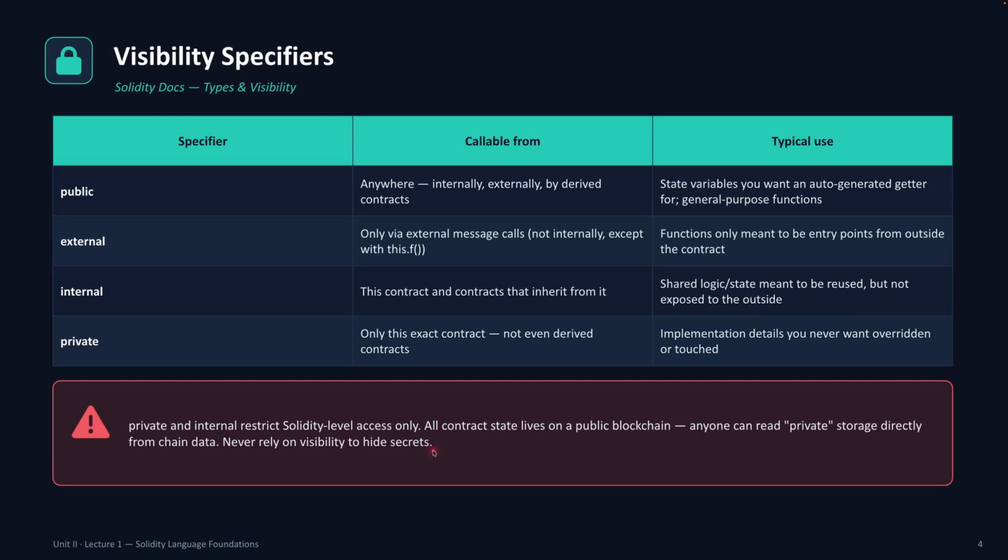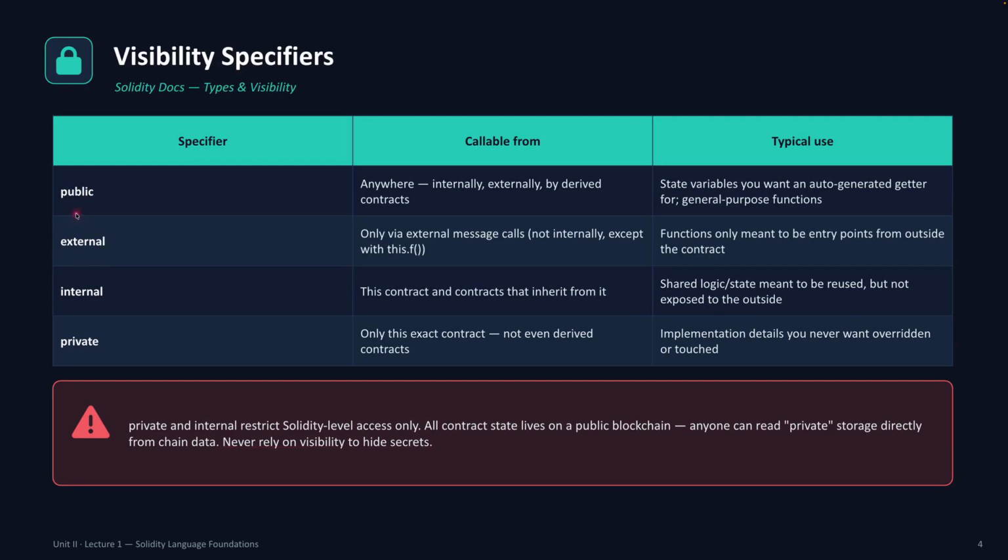The most important point is when you use private or internal, these perform restrictions at Solidity level only. All the contract state lives on a public blockchain, so anyone can read private storage directly. Hence, it is recommended to never rely on visibility to hide secrets.